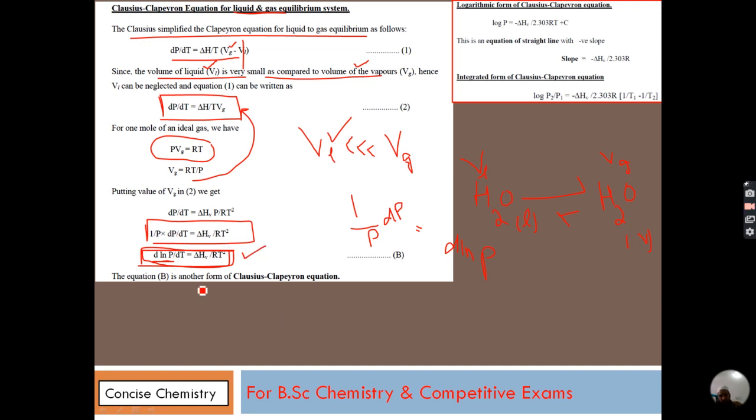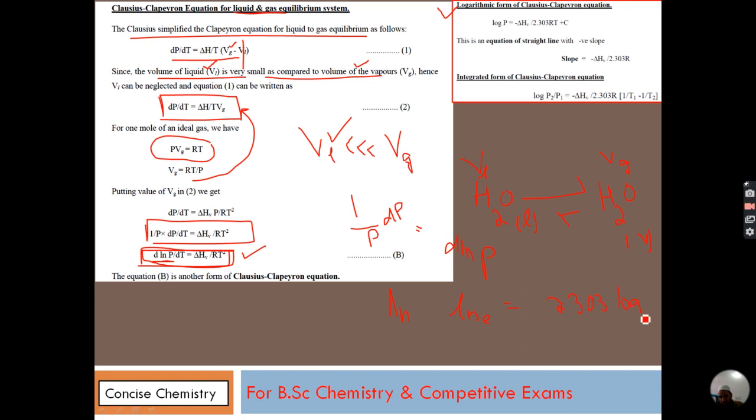Now when we practically utilize this, it's very difficult, so it's better we convert this into the straight line equation. How can we do this? For this, there is another form called the logarithmic form of the Clausius equation. This natural log is ln, natural log, which is basically log to the base e. It is equal to 2.303 log to the base 10.